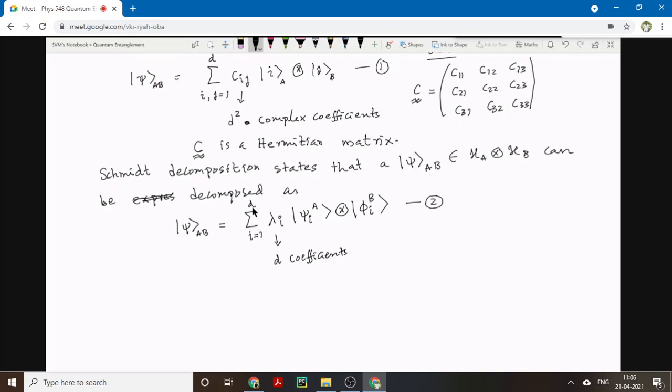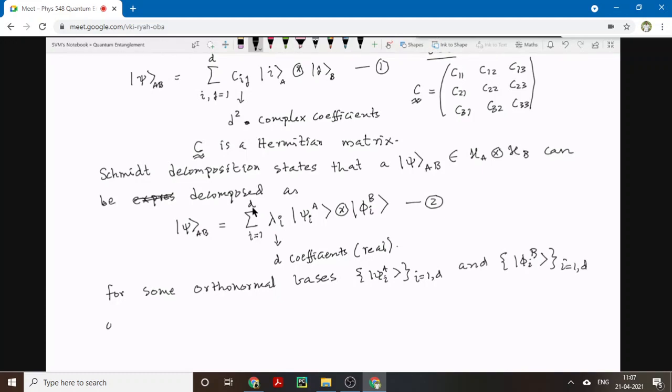And it turns out that these coefficients are real. You can decompose this for some orthonormal basis, psi I A, I is equal to 1 to d, and phi I B, I is equal to 1 to d, of H A and H B respectively.